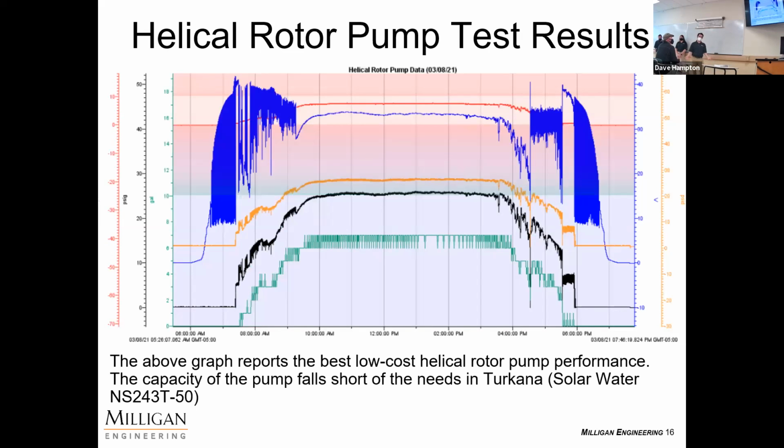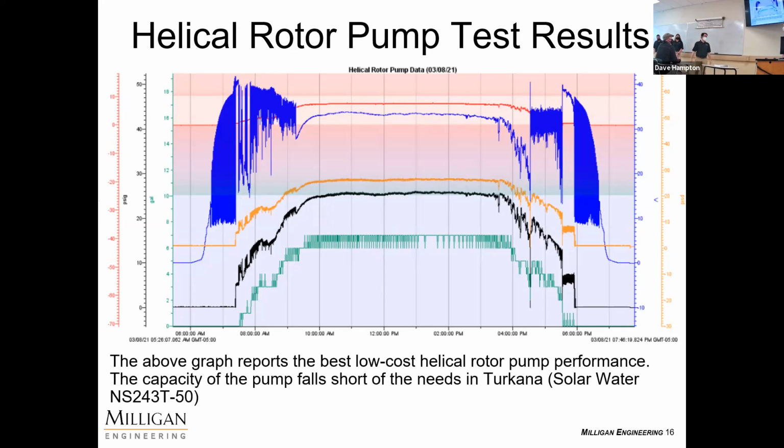Moving forward to the helical rotor pump, what we found was that the signature or the performance varies a little bit, and the main difference between them is that for the helical rotor, you'll reach your max flow sooner and be able to sustain it for longer periods of time. What you may notice from this graph, though, is that our flow rate was not quite as high as the previous graph, however, we were able to sustain the maximum for as long.